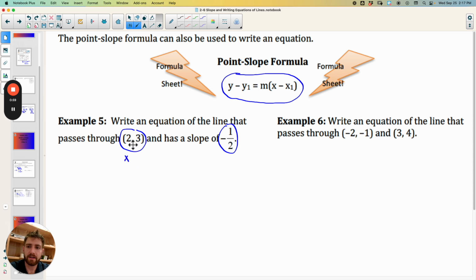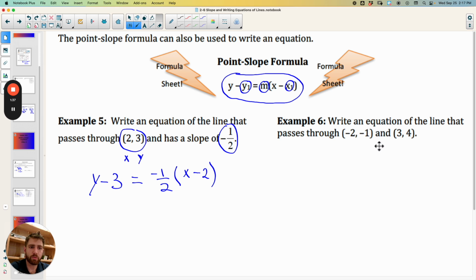We're going to identify 2 as x and 3 as y, and I'm just going to replace these values within my equation for each of those. So my new equation will be y minus 3 is equal to my slope of negative 1/2 times x minus whatever the x value is here, which is 2. Now notice these are positive values here. When I plug them into the formula, they become negative. Okay, so we're done here. This is it. This is the point slope form of this linear equation.